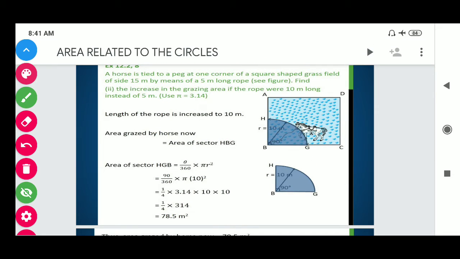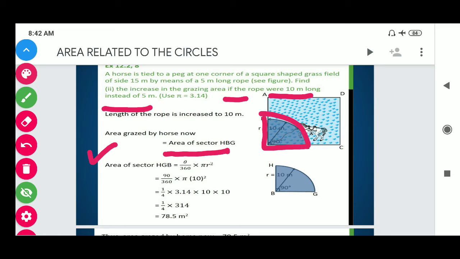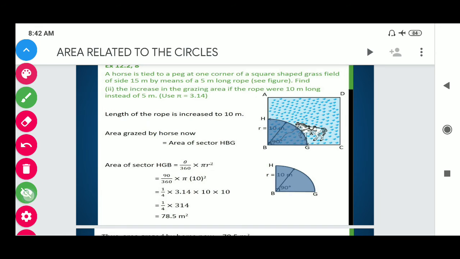Next we have the second part of the same question: the increase in the grazing area if the rope were 10 meter long instead of 5 meter. Students, suppose we take a 10 meter long rope instead of 5 meter, then how much area will increase? Using the same formula, the area grazed by the horse now, the area of sector HBG with the 10 meter long rope, is theta over 360 pi r squared. By putting the value of radius and theta, we get 78.5 square meter.